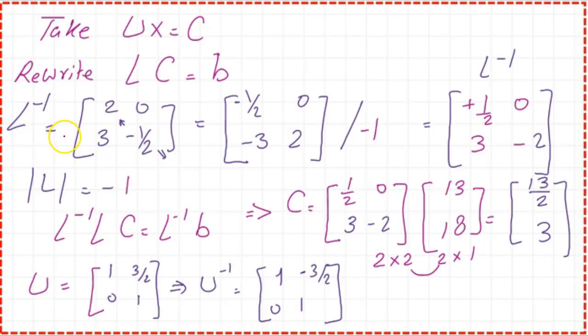We want to get the inverse matrix L sub 11. We have seen before that we can get it through swapping. Minus 1 over 2 will come here and 2 will go down and changes the sign. Minus 3 will become here, and here we have determinant of minus 1, so we divide by minus 1. The inverse of L is 1 over 2, 0, and plus 3, minus 2.